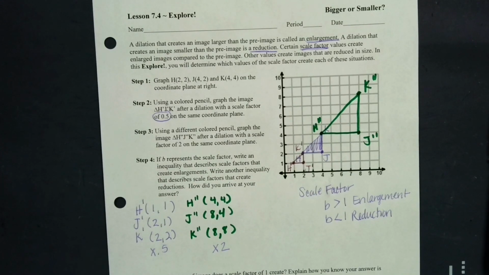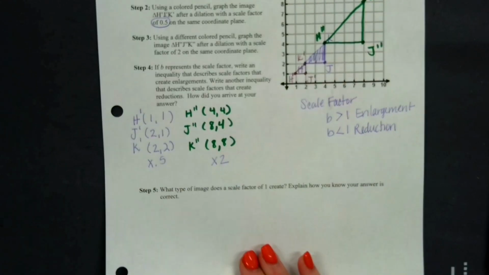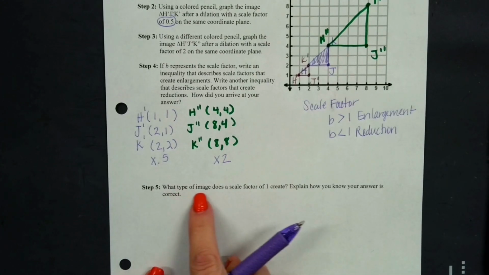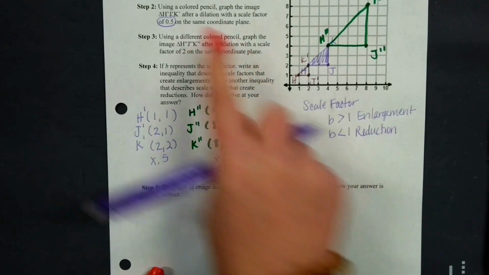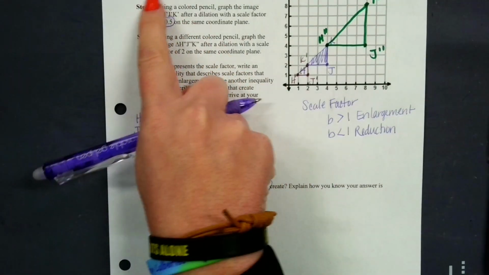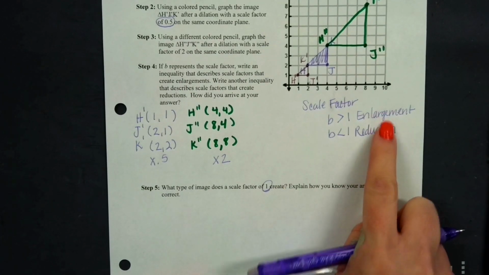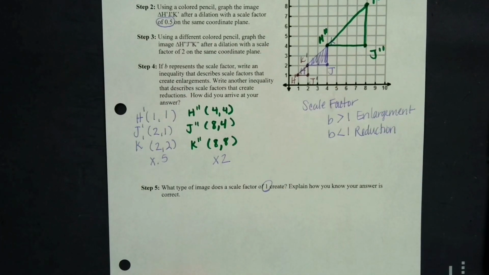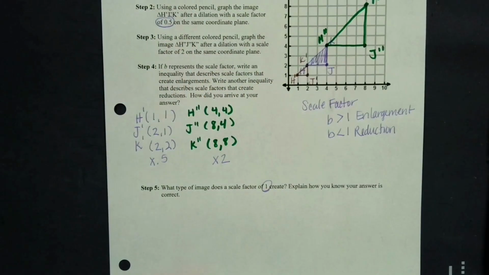Okay. I want you to try to answer this one as I pass out the rest of the papers. What type of image does a scale factor of 1 create? So if I took all of these numbers up here times 1, what kind of figure would I get? Would I get an enlargement? Would I get a reduction? Or do I get something else? So think about that. If I took all these numbers up here that I just did times 1, what would that give me?